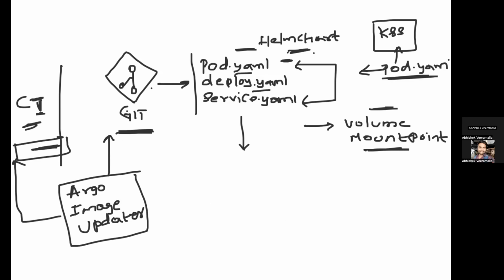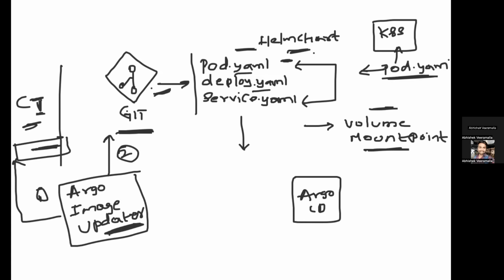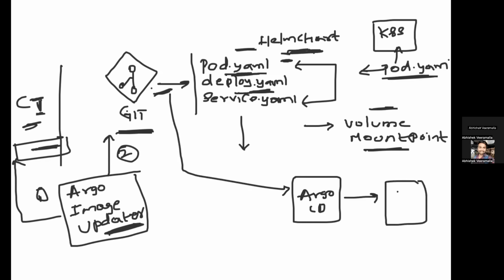Now, for Argo Image Updater, step 1, it is monitoring the container registry. Step 2, it is updating the GitHub repository. Then there is Argo CD, which is continuously watching this Git repository. And it says that whenever there is a change in the Git repository, take the new pod.yaml or the new deployment.yaml or the new Helm chart and deploy it to the Kubernetes cluster. So this is the process.